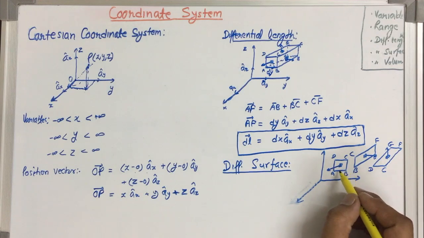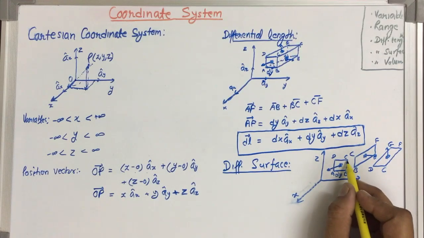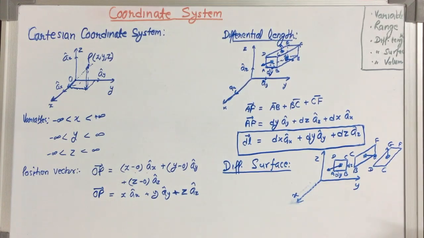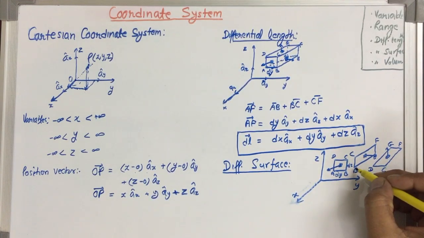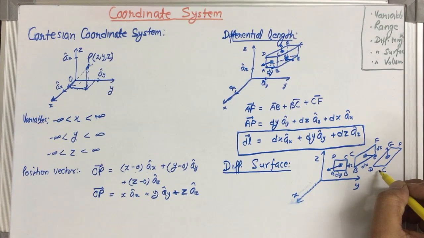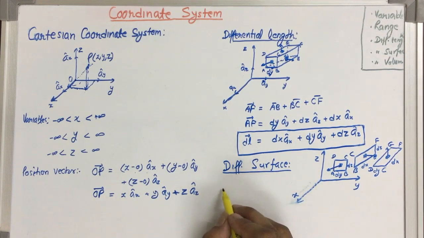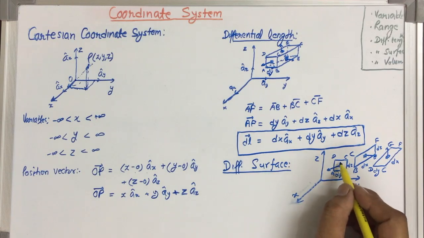Now, if we have to find the area of this, then we came to know that in x, y, z, this is dy and this is dz. And what about this? This is dx and this is dz. And what about this? This is dy and this is dx. Okay. So what about area of ABCD? The area of ABCD will be, you can say, area 1.